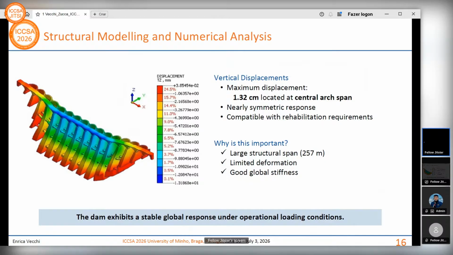Another interesting aspect that we can see from this result, and in particular from the figure, is the almost perfectly symmetric deformation pattern. This also confirms the regular structural configuration of our dam and the consistency of the adopted numerical model. So overall, we can say that our result demonstrates that the structure is able to maintain a high global stiffness under the considered operational loading conditions.